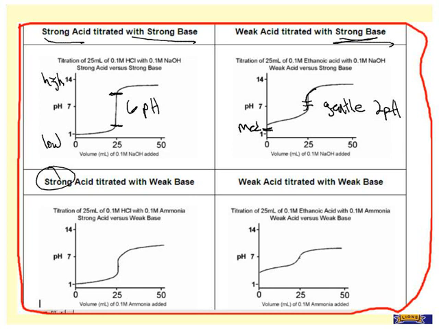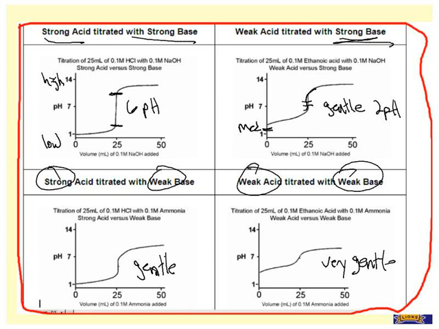Notice if I've got a strong and a weak, again, I have a gentle curve. And then this one, a weak acid and a weak base, is a very gentle curve. And I hope you can see that these things could be inverted as well, where I could have one that starts this way and goes that way. And you should be able to tell what they are based upon where they start.